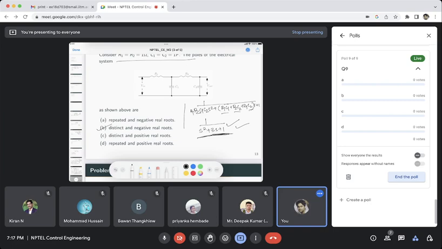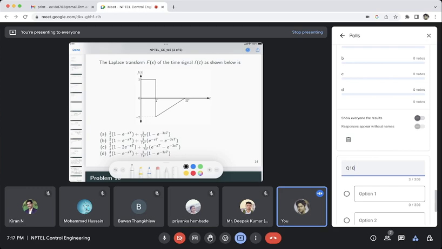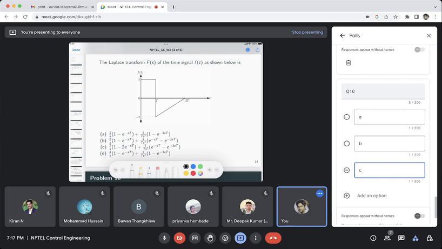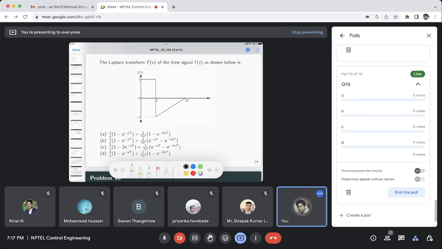Okay, so the next question will be the Laplace transform of some signal. Find the Laplace transform of this signal. So one signal is given. Can anyone suggest how to proceed for this problem? One hint: you can see it's a combination of some simple functions, right? So what are these simple functions? Can anyone say?